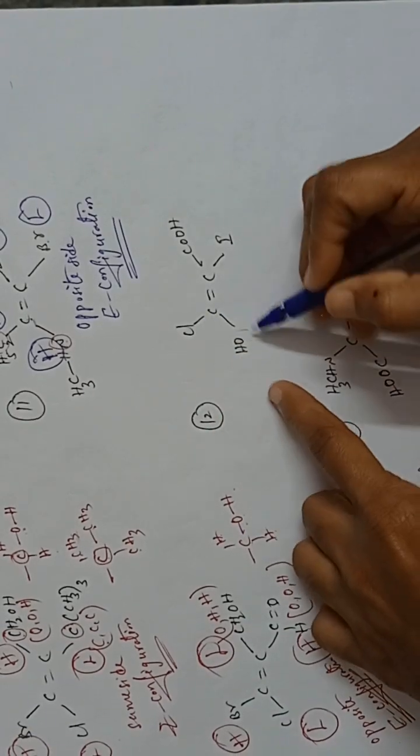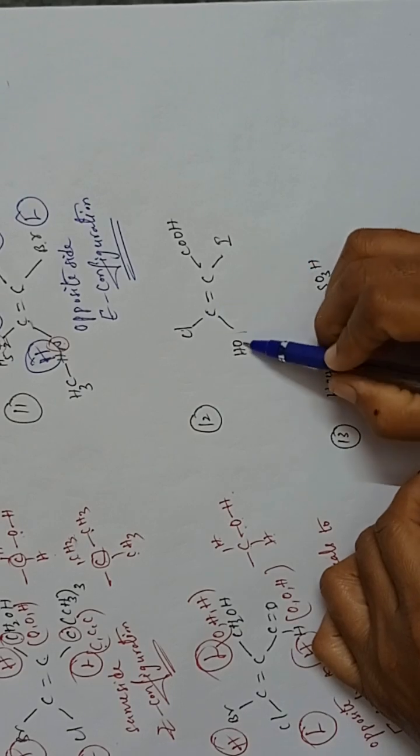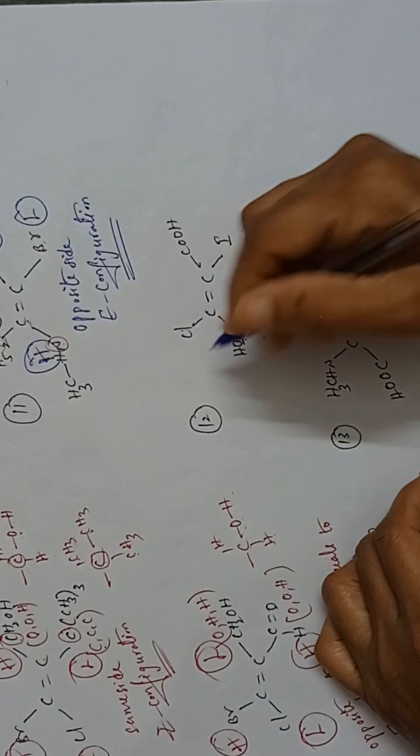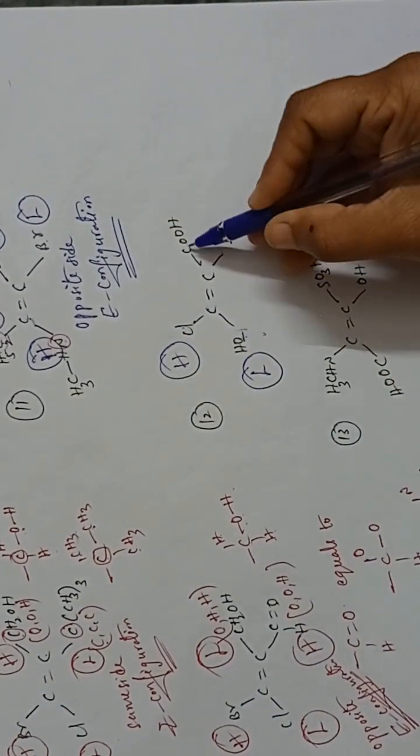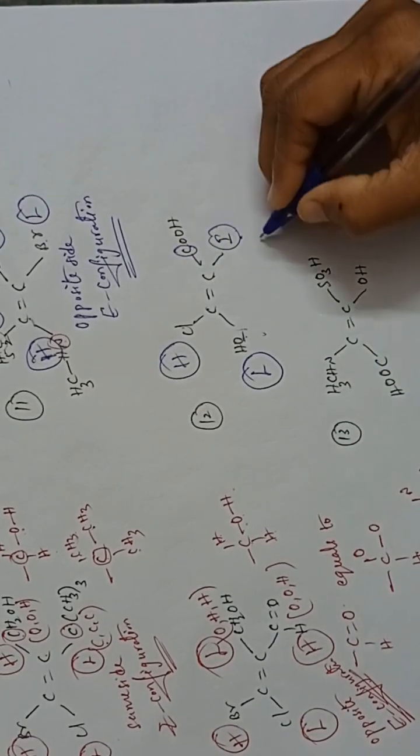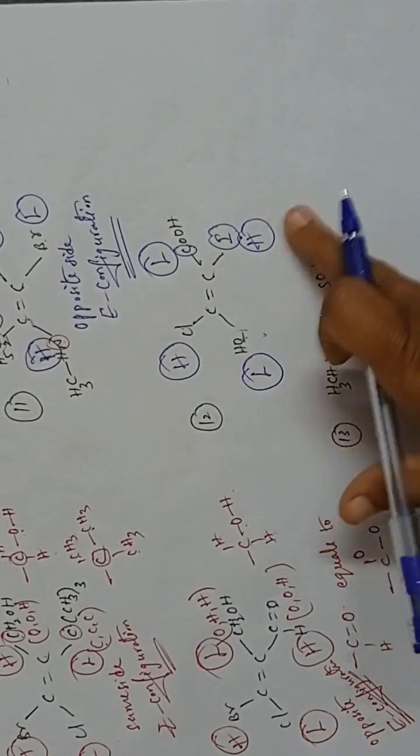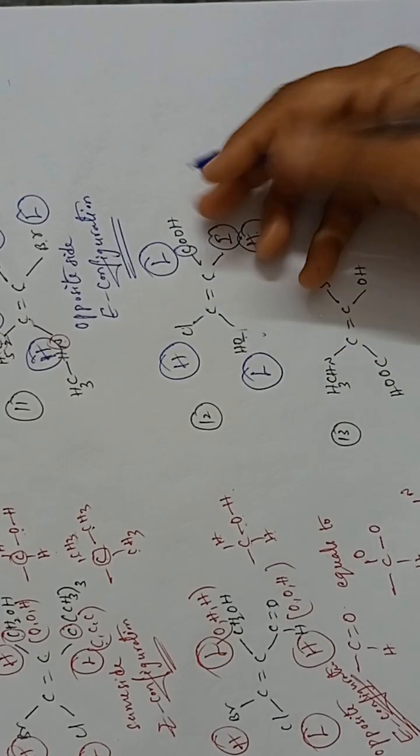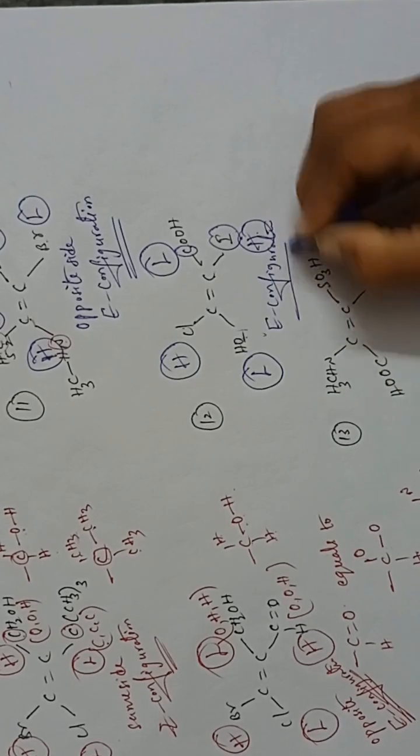Now see this example. C double bond C, chlorine, OH. Here the carbon is attached to chlorine, this carbon is attached to oxygen. Which has more atomic number, chlorine or oxygen? Chlorine. So the higher atomic number is this one, this is lower. Here this carbon is attached to carbon, here iodine. Which has more atomic number? Iodine. So this is higher, this is lower. Now where are the higher ones? Opposite sides. Opposite side means E configuration. Clear? E configuration, students.